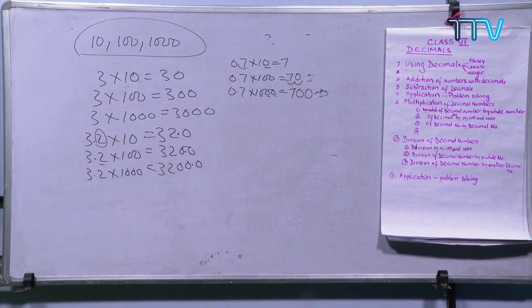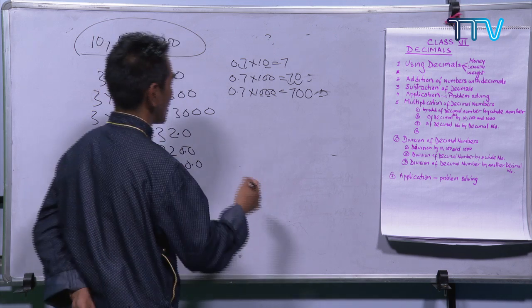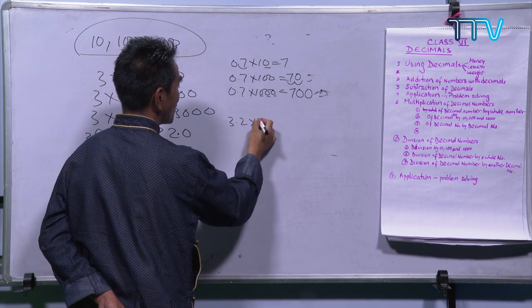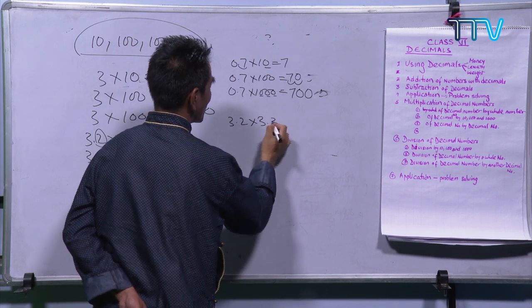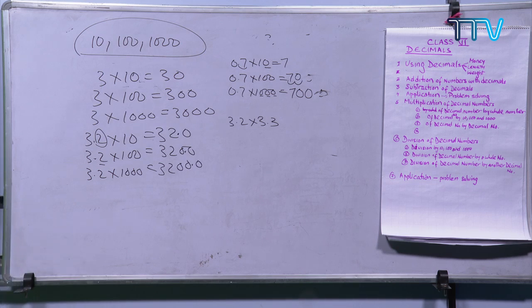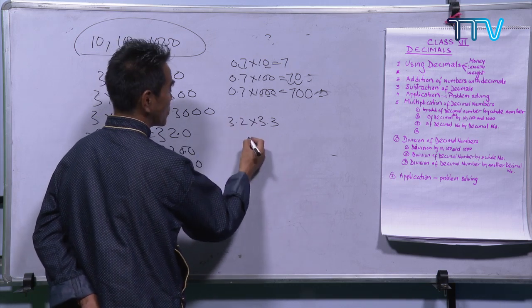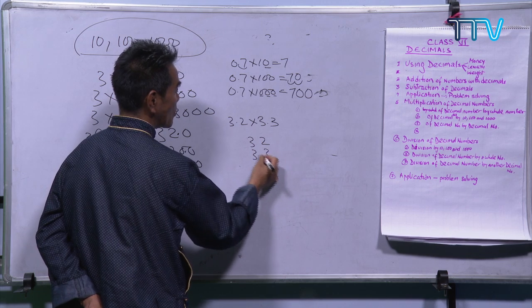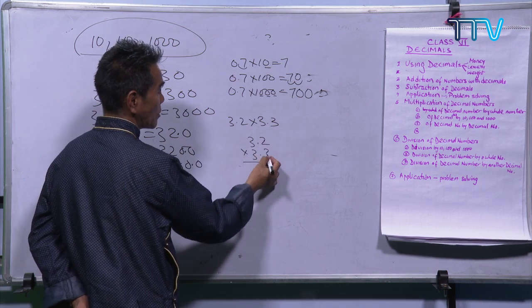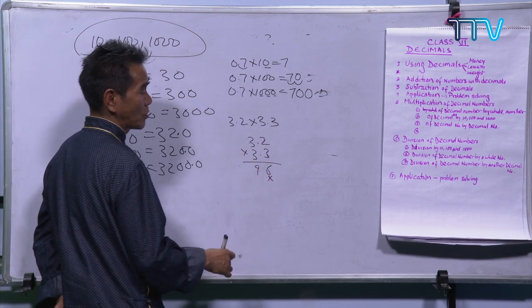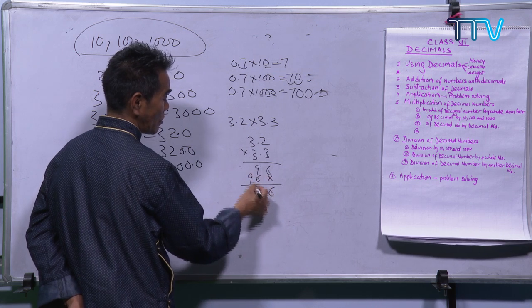So this is the shortcut method. Now multiplication of a decimal number by another decimal number. For example, 3.2 multiplied by 3.3. First multiply 32 and 33 together. 3 times 2 is 6, 3 times 3 is 9. Cross over here, put 0. 3 times 2 is 6, 3 times 3 is 9. You add: 6, 15, 10.